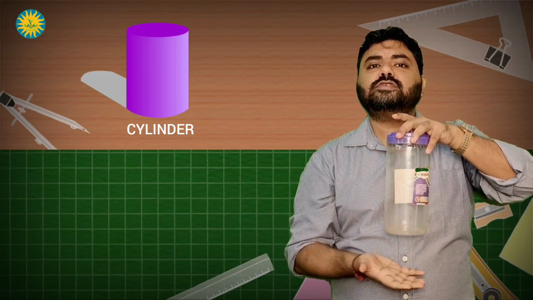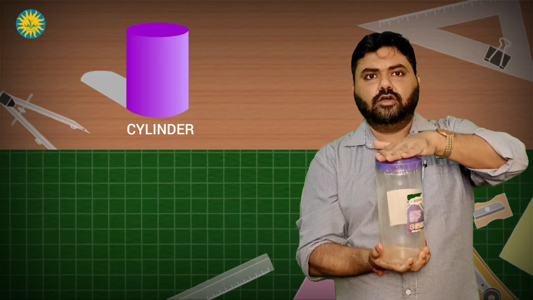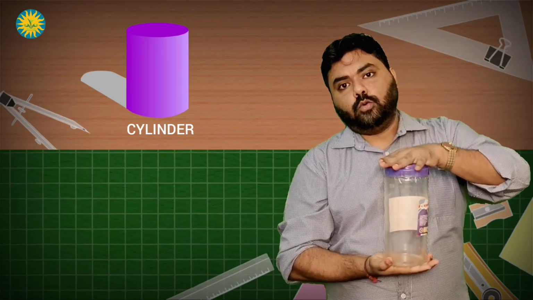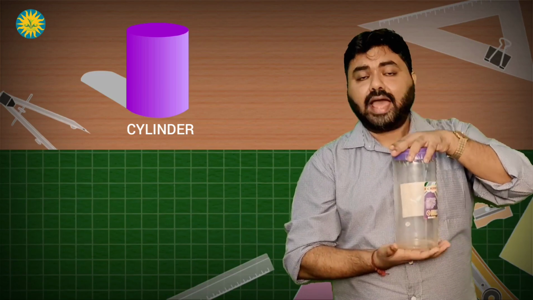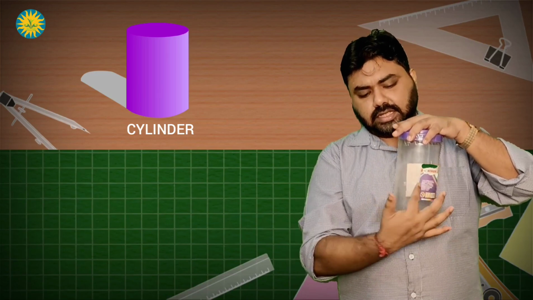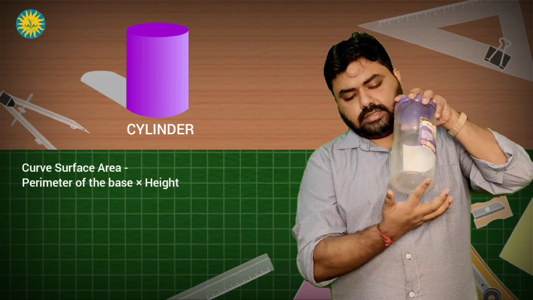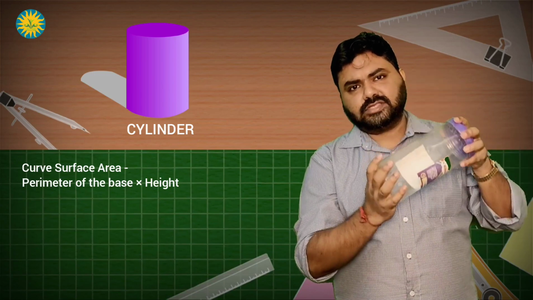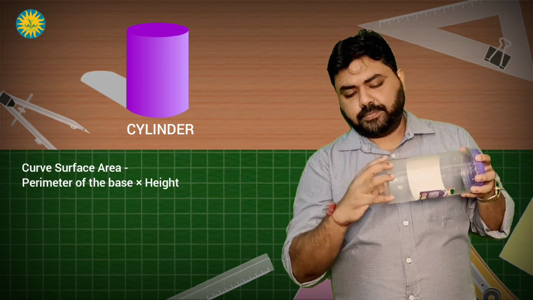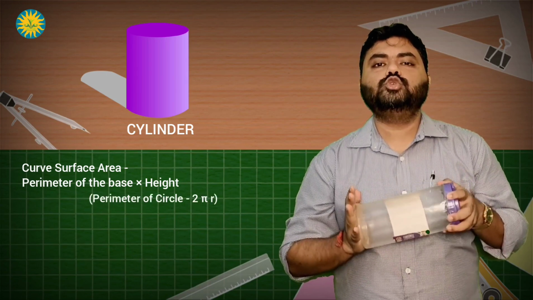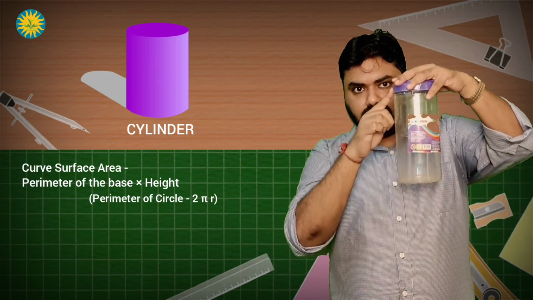The total surface area means this curved surface area along with the area of the base as well as the area of the top surface. Now, while discussing the cuboid and the cube, we have already discussed that the curved surface area means the perimeter of the base into height. Here, the base of a cylinder is a circular shape, and we know the perimeter of this circle is 2 pi r. And the height, this is the h.